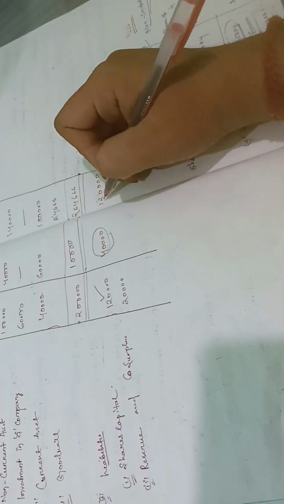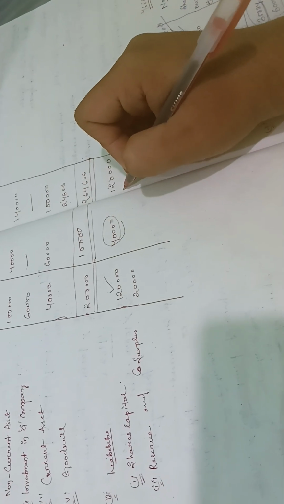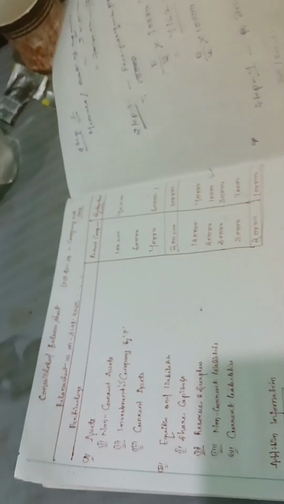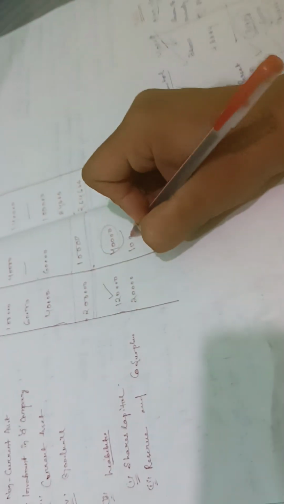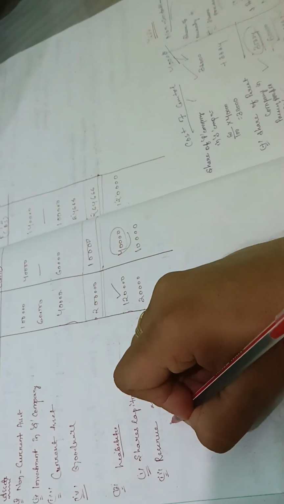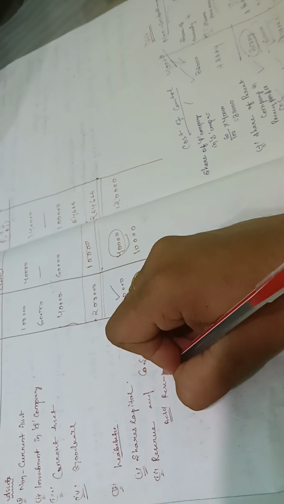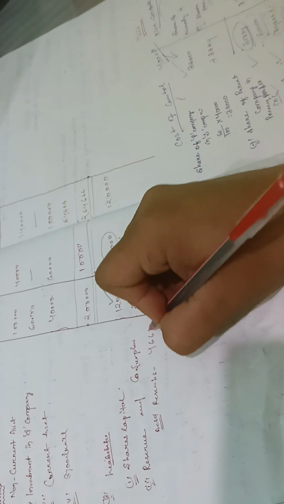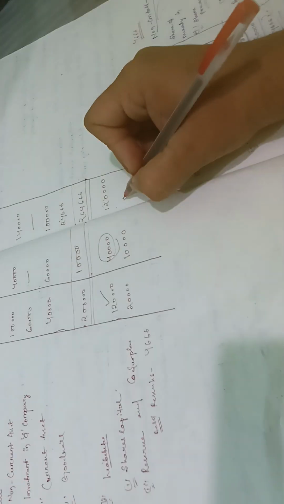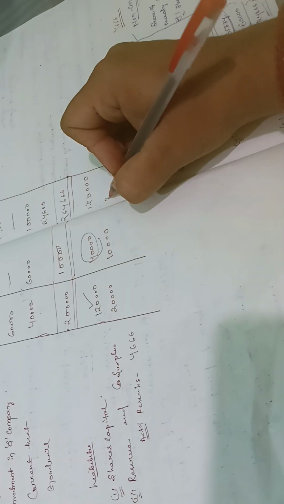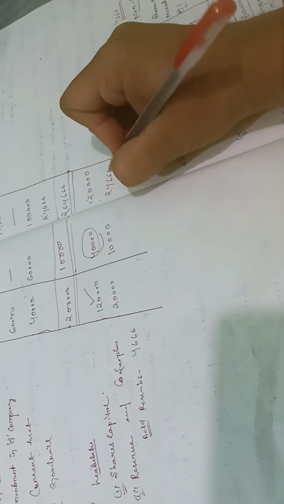Here the amount is given, add reserve and surplus, 4 lakhs, 6,000.